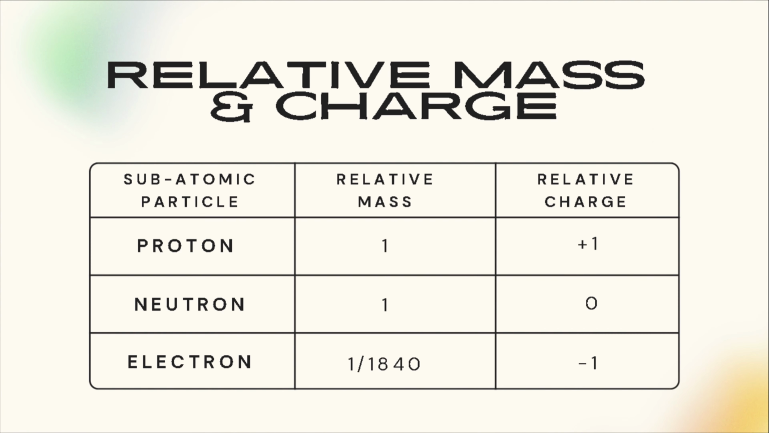So this is relative mass and relative charge of the subatomic particles. Relative mass of protons is 1, neutrons is 1. Electrons are extremely small and light, so their weight is 1 by 1840. The accurate is 1 divided by 1836, but in our specification we have 1 by 1840. Relative charge. Protons have a positive 1 charge. Neutrons are neutral, so they don't have any charge, 0. Electrons have a negative 1 charge.